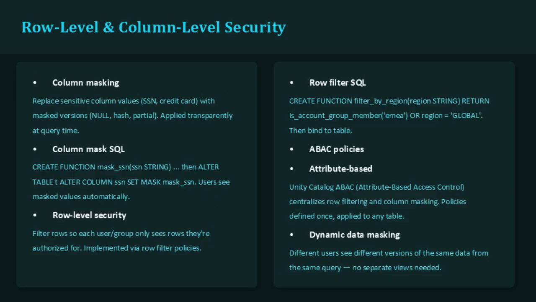Now let's cover fine-grained security, masking and row filtering. Column masking replaces sensitive column values, things like social security numbers and credit card numbers, with a masked version, like null, a hash, or a partial value. This is applied transparently at query time.